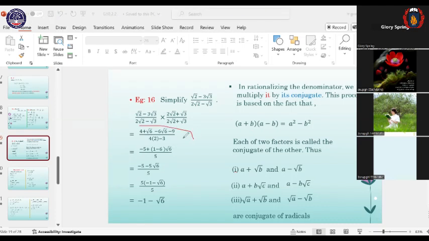Root 2 minus root 3, root 2 the whole square minus root 3 the whole square. 2 root 2, 2 root 2 the whole square minus root 3 the whole square. That's the only way to change the denominator.